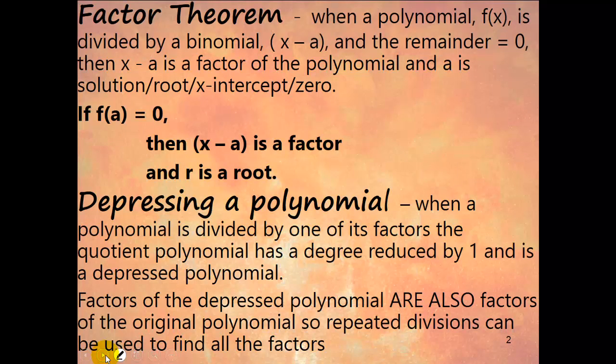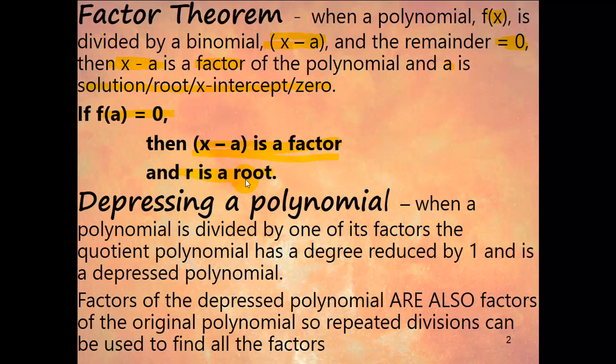When a polynomial, let's call it f of x, is divided by a binomial, and notice that this is always a polynomial divided by a binomial, that's when we can use synthetic division. If the remainder is 0, then x minus a, the binomial that we divided by, is a factor, and a, remember this is the sign flipping part, is a solution, a root, a zero, an x-intercept. Those are all different words for the same thing. So if f of a equals 0, then x minus a is a factor and a is a root.